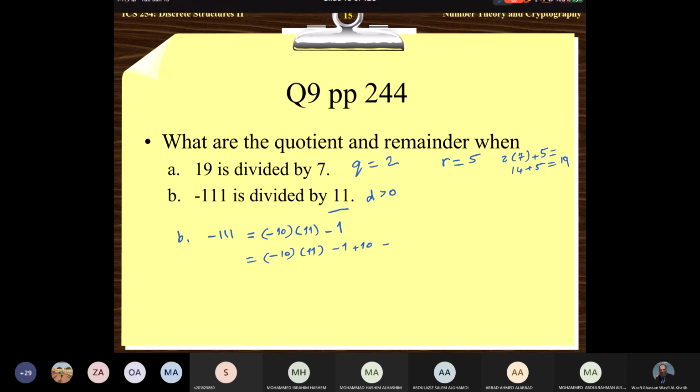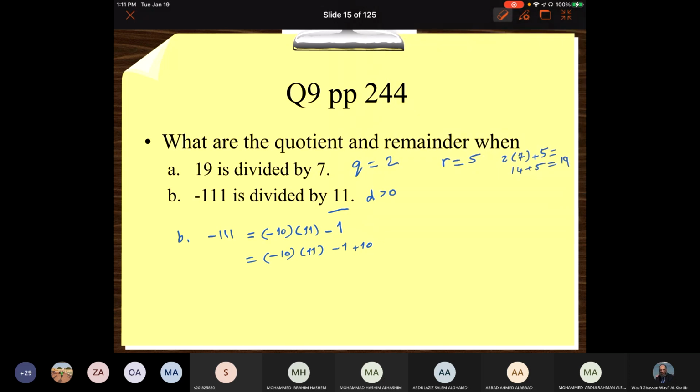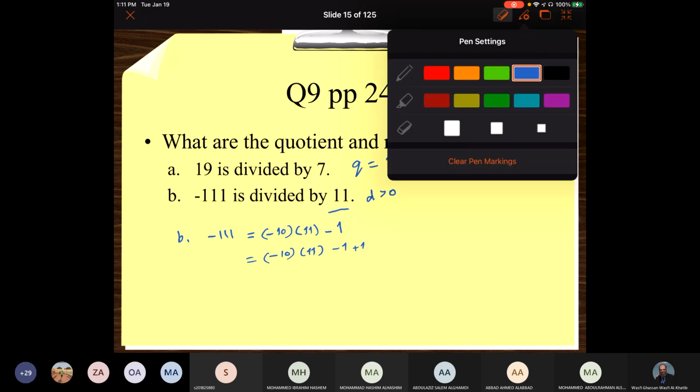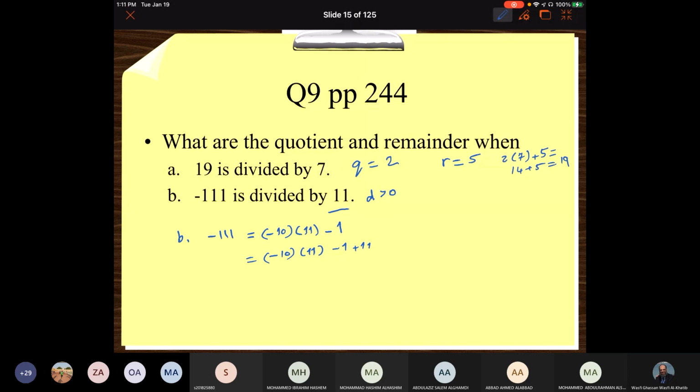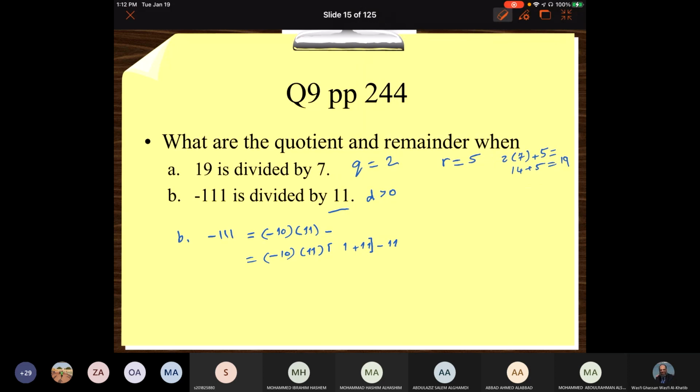plus 11 minus 11. Right? Yes. So now what I want you to do is consider these as one number. Oh, by the way, this is not right. Let me erase.